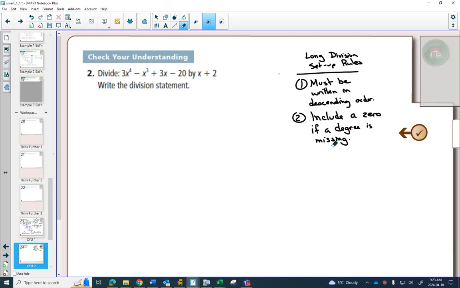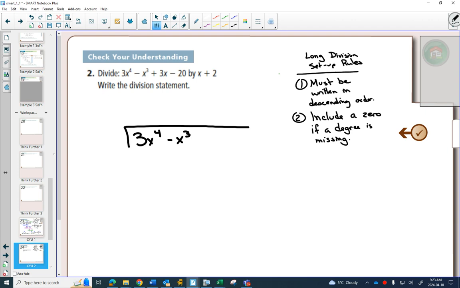So example 2, long division setup rules: must be written in descending order and include a 0 if something is missing. So, which is the highest one? An x to the 4. Do we have x cubes? Yes, that would be next. Do we have x squareds? No. So since there's no x squareds, I'm going to put a 0 in for the x squared just to hold the spot. And then plus 3x minus 20.